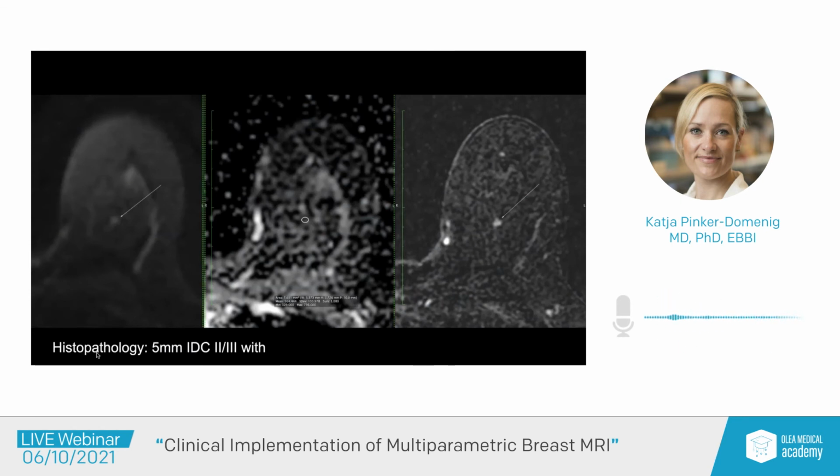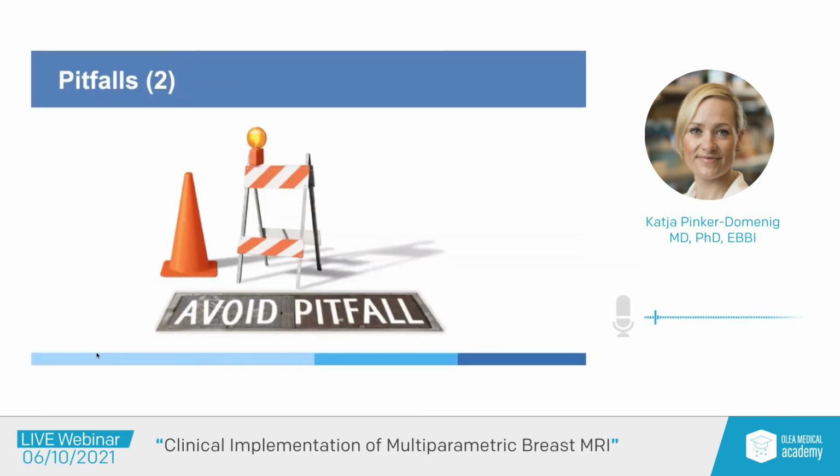And this is one of the things where the lesion is too small. This is a 5 millimeter enhancing invasive ductal carcinoma. Honestly, on a standalone DWI scan, I certainly wouldn't have called that. And also, this is where the measurement of the ADC is in the middle of nowhere. So be aware, if the lesions are too small, you might miss them.